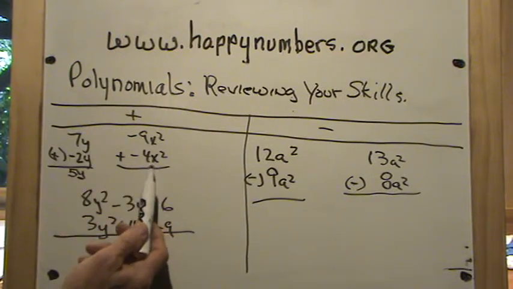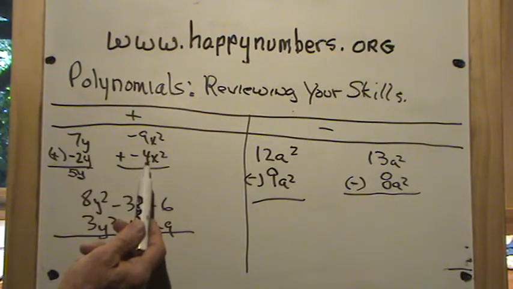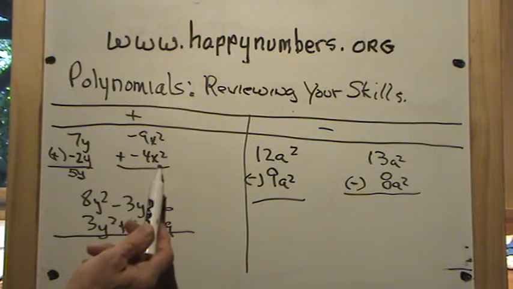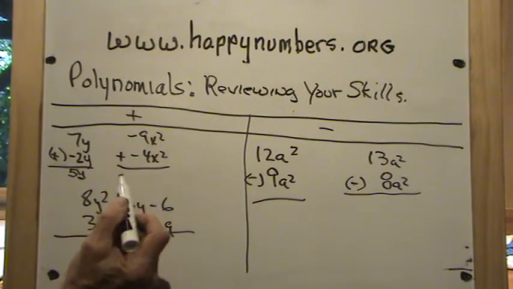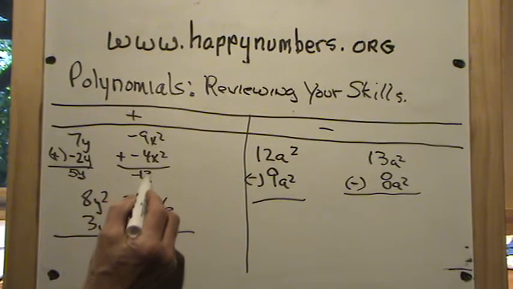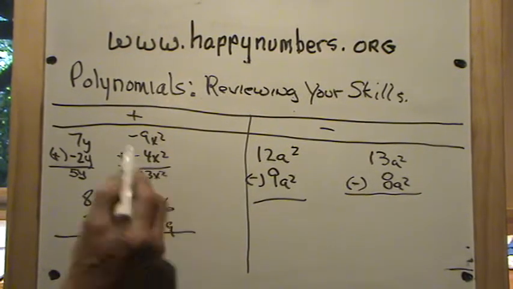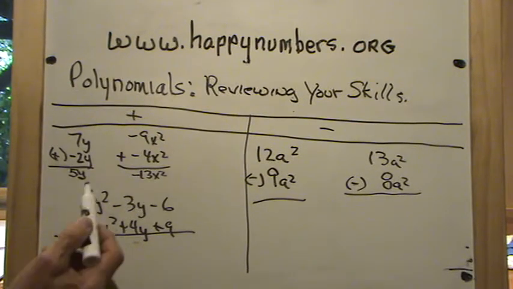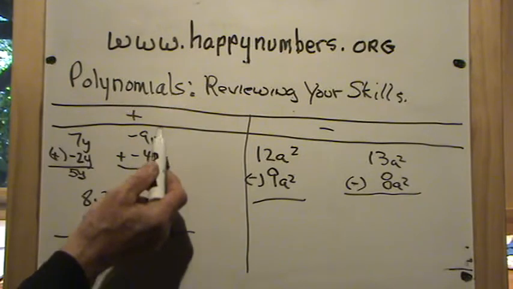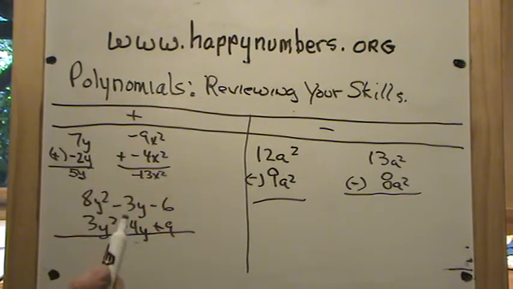Here we have negative 9x squared plus negative 4x squared. So we work with the coefficients. Negative 9 and negative 4 is a negative 13x squared. So when we're adding, we don't do anything to our variables if they're the same. If they're like terms, we just use them.